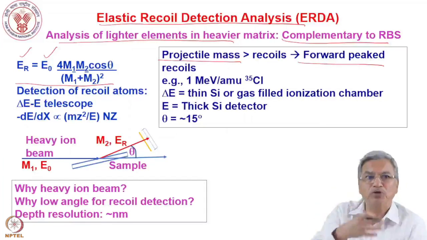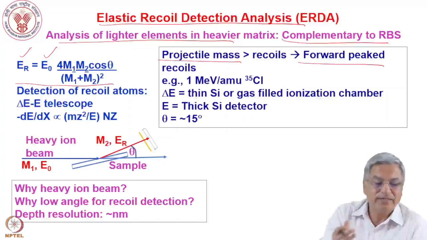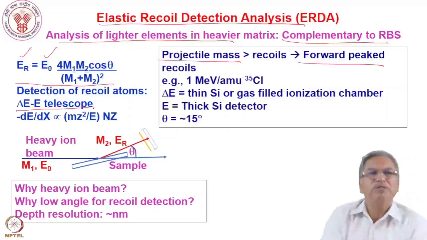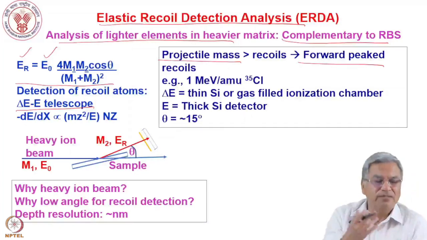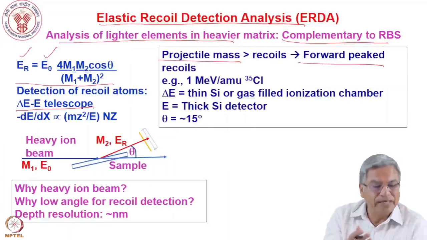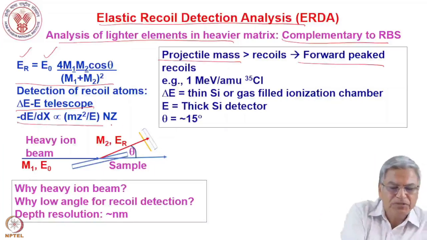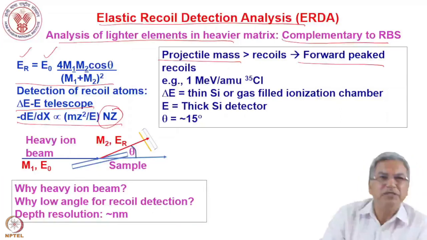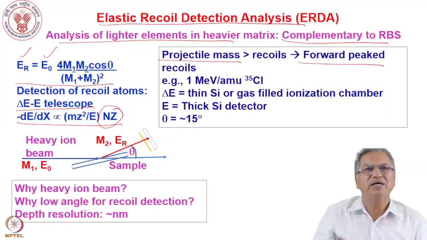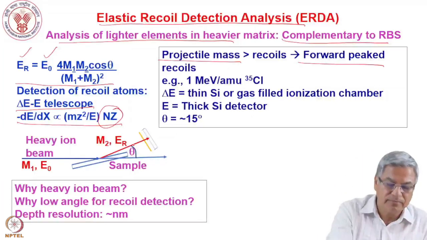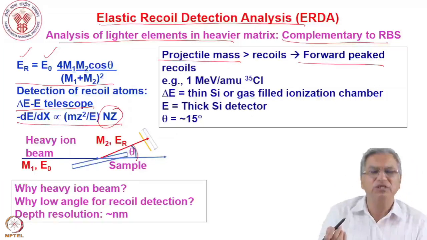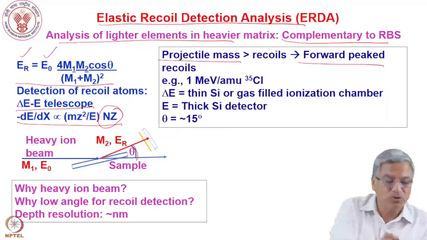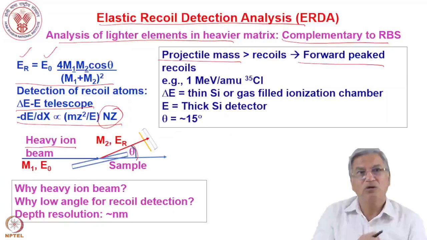So you put the detector at a forward angle and detect the spectrum by a delta E-E telescope. So you use a delta E-E telescope, a thin delta E silicon detector and a thick silicon detector, or you can use a delta E based on gas. And the stopping power is given by M Z square by E into the electron density of the medium. Since you are putting the detector at a forward angle, let us say 15, 20 degree or 30 degree, the target may be thick because the heavy ion beam will not travel much.